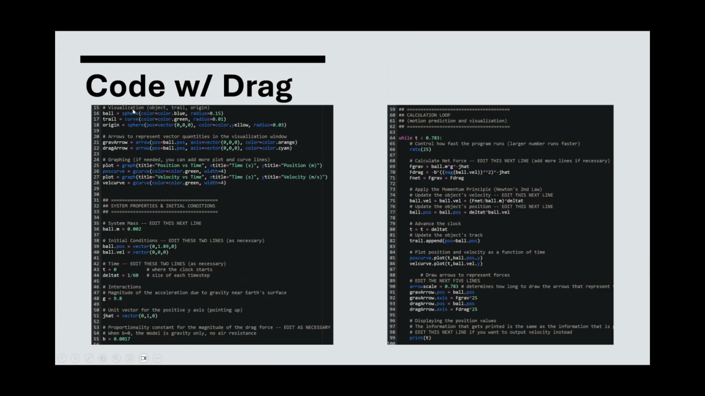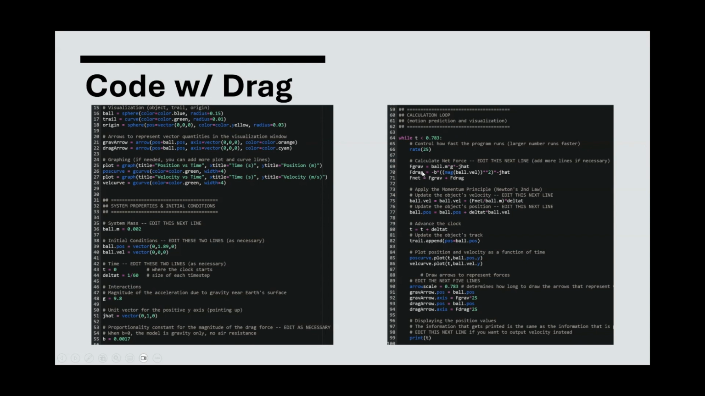For code with drag, all the visualization is the same except for a proportionality constant, which is set to 0.0017 for the proportional constant of the magnitude of the drag force, just for this paper towel, different for every object. For our calculation loop, you can see our F net has changed because we have to include gravity and drag.